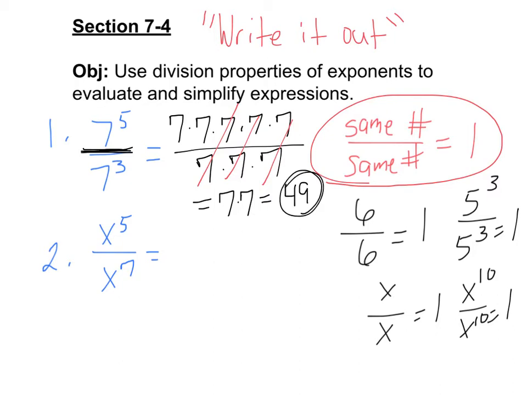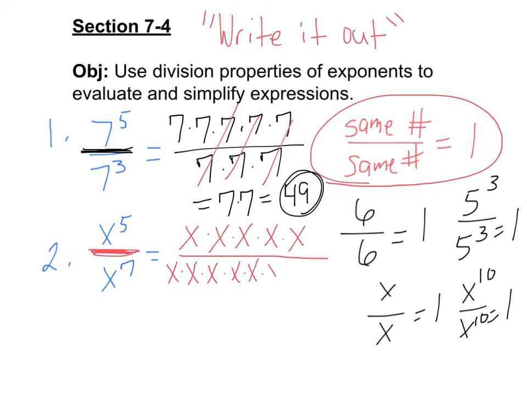Let's keep going. x to the 5th power on the top, divided by x to the 7th on the bottom. So guess what? We're going to have an overflow. We have too many x's. We can't cross them all out. So what we'll do is draw our fraction line. We'll put 5 on the top, 1, 2, 3, 4, 5. And then we'll put 7 on the bottom here.